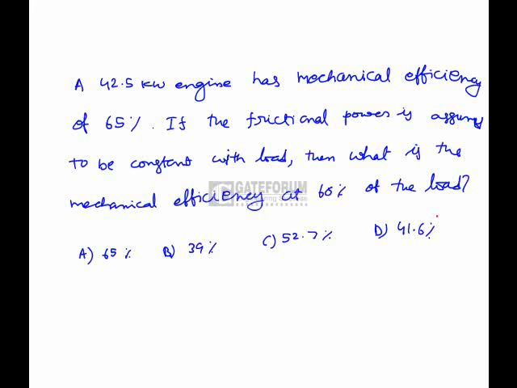A 42.5 kilowatt engine has mechanical efficiency of 65%. If the frictional power is assumed to be constant with load, then what is the mechanical efficiency at 60% of the load? So here the brake power is given as 42.5 kilowatts, and the mechanical efficiency is 65%. From these two we can find out the indicated power of the engine, that is 42.5 by 0.65, which gives a value of 65.4 kilowatts.